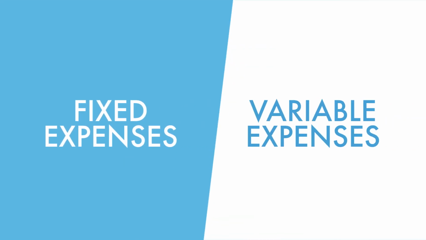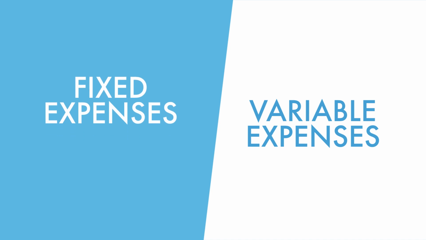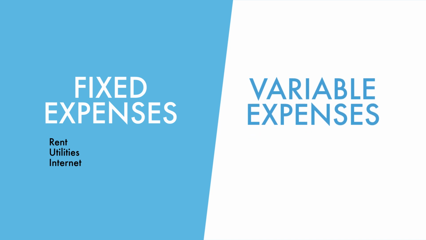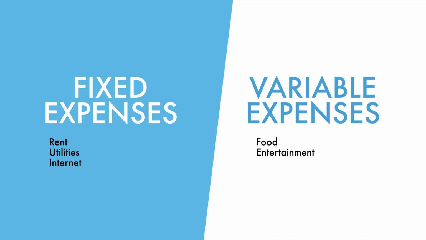Step 2. Identify your expenses. Now that we know our average income, it's time to identify our expenses. Expenses can be divided into 2 types, fixed and variable. Fixed expenses like rent, utilities, and internet bills tend to stay the same month to month. Variable expenses such as food and entertainment fluctuate. To make it easier to track your expenses, it's best to break them down into categories. Let's take a look at some examples.